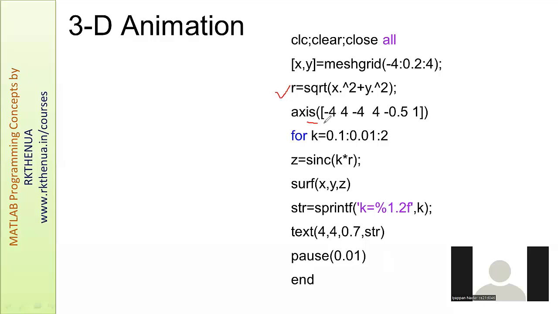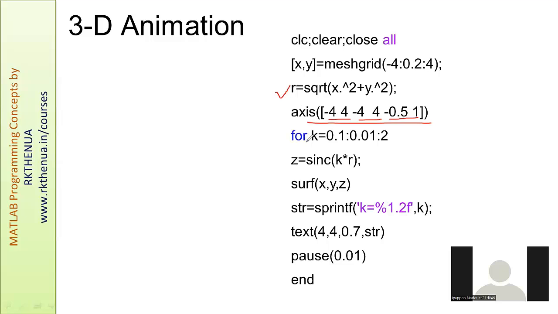After that I set these axes, -4, 4 like this. This is for the x-axis, this is for the y-axis, this is for the z-axis. So x min, x max, y min, y max, z min, z max, like this. So these are the values for the axis. If you do not set the axis, the plot will vary, and you will not get that smooth figure, right?